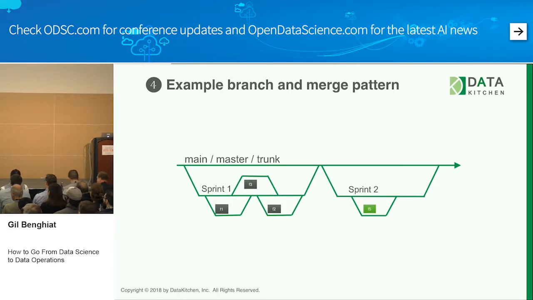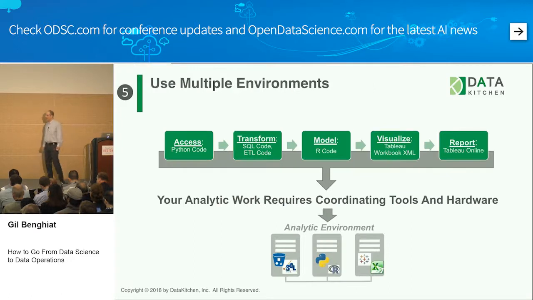If anything is not complete, you move it to sprint 2. And this is a way to move fast and not break things. Now with each branch, you need a place to run things. And this is where it gets tricky with data.